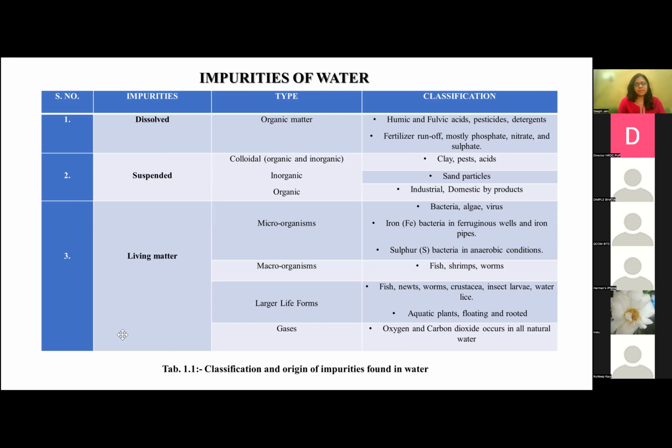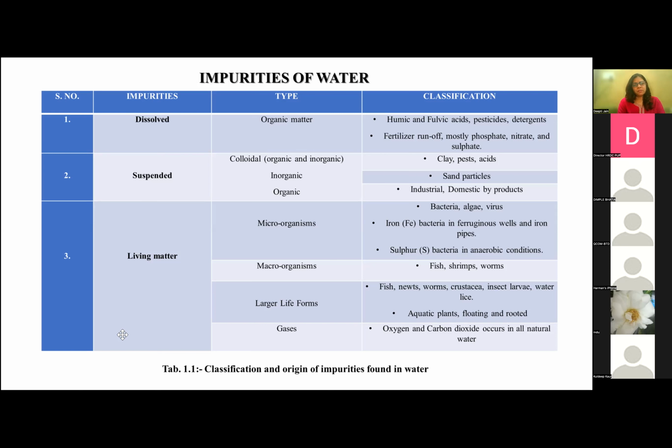Now there are several suspended impurities like organic and inorganic colloidal materials. It may be clay, paste, some acids, sand particles, industrial or domestic byproducts. These are the suspended impurities. It is easy to remove these suspended impurities from water, but then also it is actually adding cost to our water. But there are many suspended impurities also.